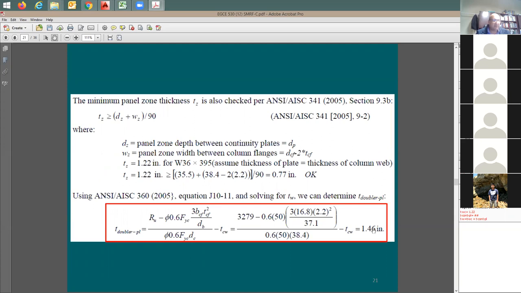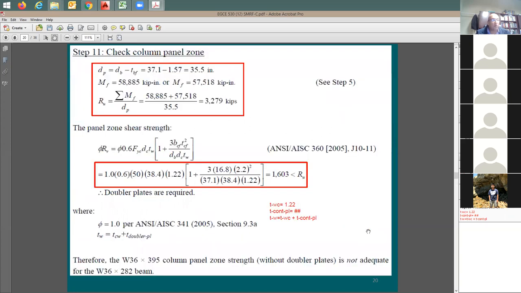So either you can write an equation to figure out the doubler plate thickness, and if you don't need it, you're going to have a negative number, or you can just play with this number here. You start with zero and then you start at some numbers till you prove that you have phi R sub V more than R sub U.